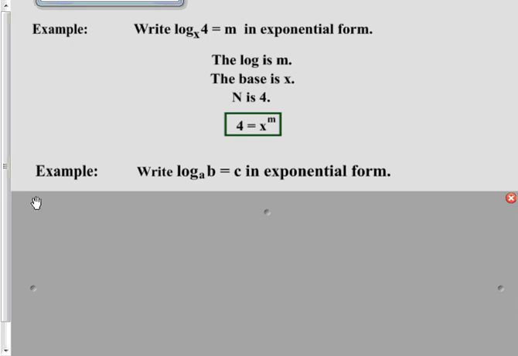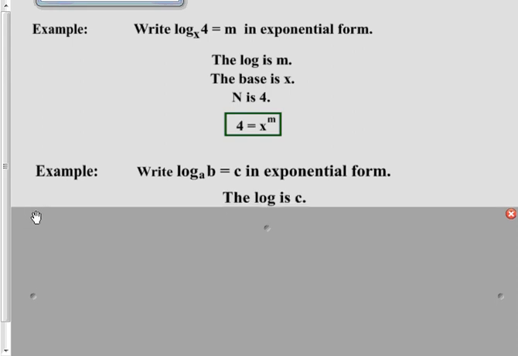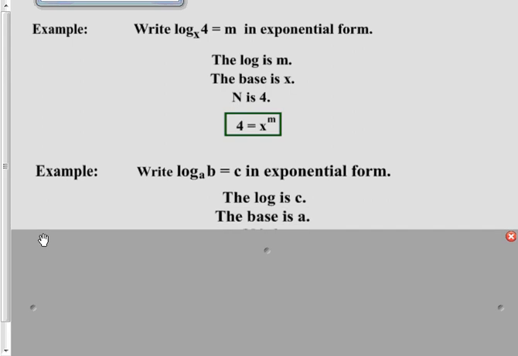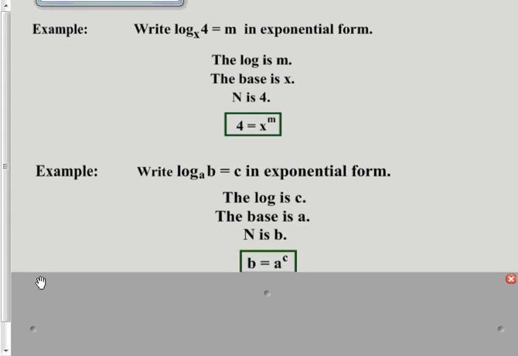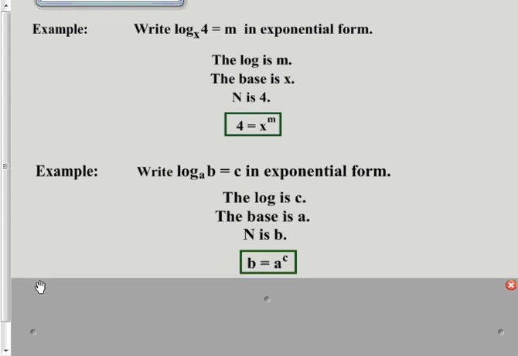Okay, now in this case, the log is going to be the c value, the base is the a, and the n value is b. So our n value is b, so b equals the base, in this case a, raised to the logarithm, which is c. So hopefully you arrived at b equals a to the c.